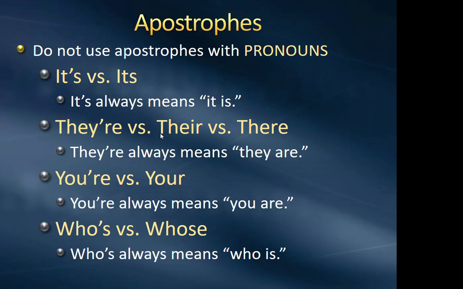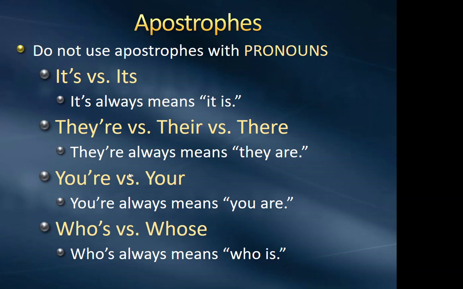All right, we got they're and there and their. So they're with an apostrophe always means they are. Their is the possessive form of they, and there is denoting a place, like here, there, and everywhere. So just remember, they're with an apostrophe always means they are.